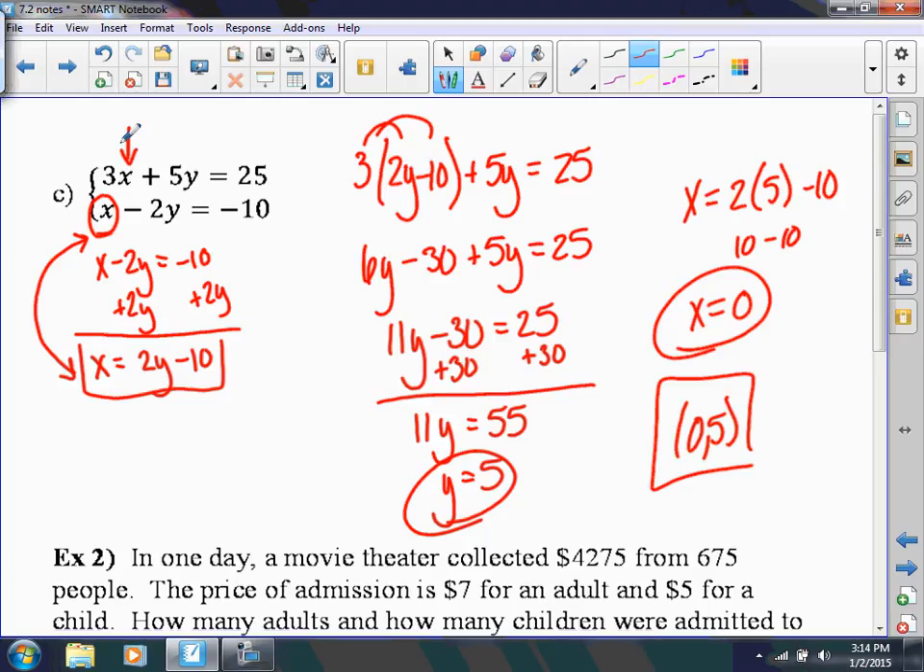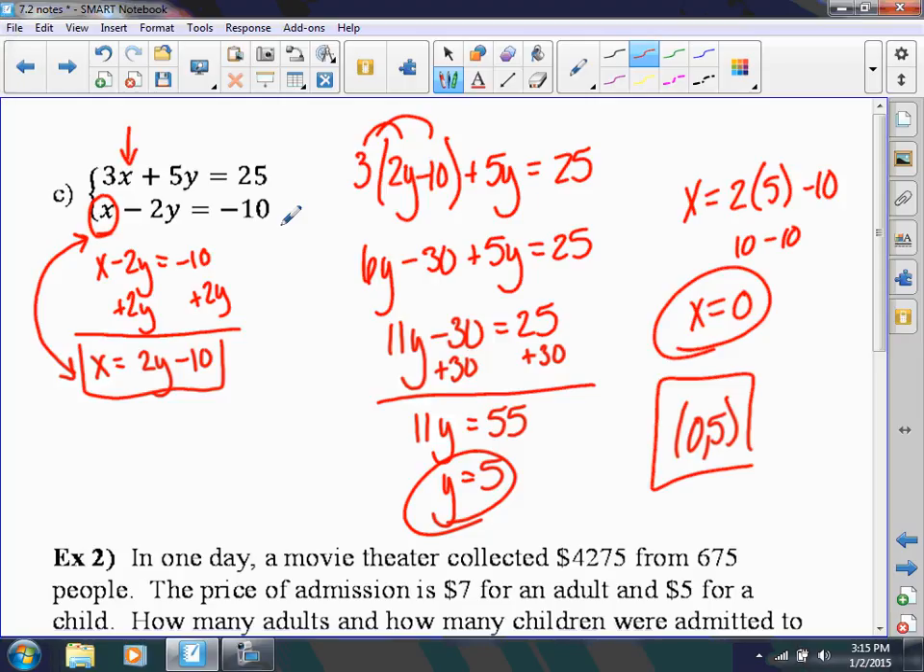Okay, so if I put 0 in for x, 3 times 0 is 0. And y is 5, so 5 times 5 is 25. And 25 plus 0 is 25. Okay, the other equation, let's see, x was 0. And then negative 2 times 5 is negative 10, and negative 10 equals negative 10. Good. Okay, so it is a solution.